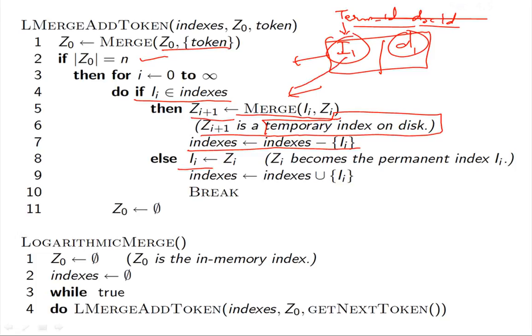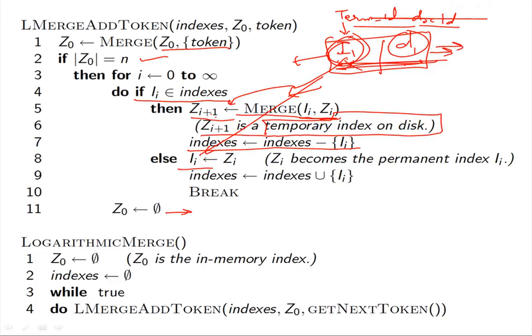If I1 already exists on the disk as index Zi+1, then merge this list with that one, remove that, and reduce this space. Otherwise, add index I1 with the list, which will increase the index list, and then merge and break. Now Z0 is set to empty, until we get this list empty.